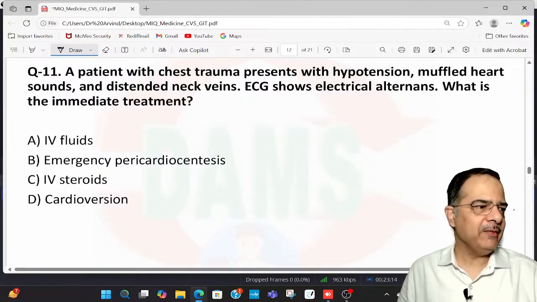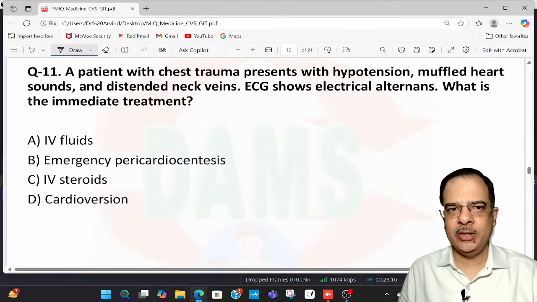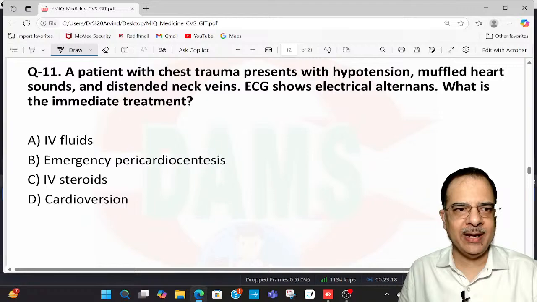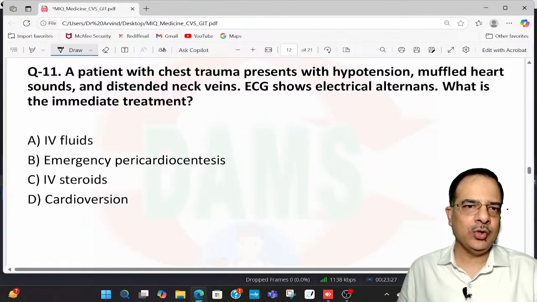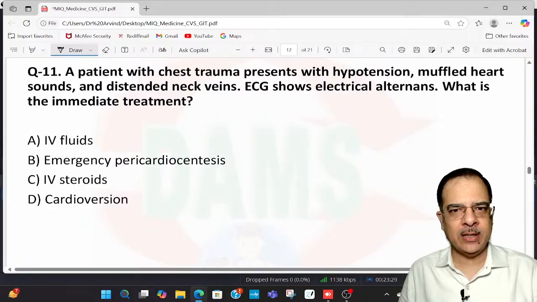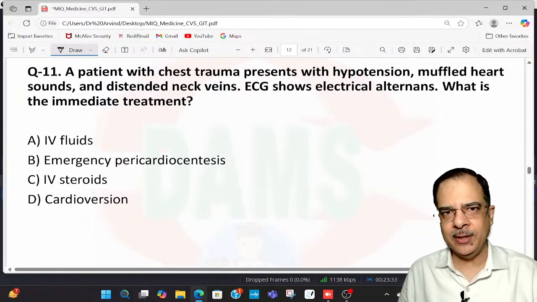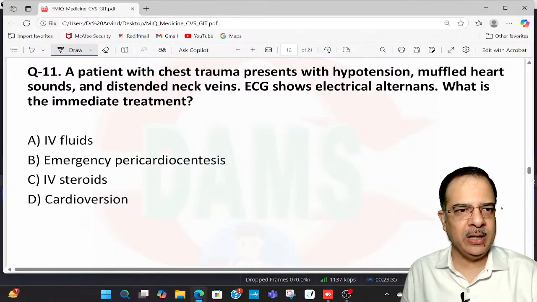Now come to question number 11. A patient with chest wall trauma presents with hypotension, muffled heart sounds and distended neck veins. ECG shows electrical alternans. What is the immediate treatment? Again, this is one of the questions which will always come in your exam, whether it is about clinical features, investigation or management. For this, you should have all the points clear.